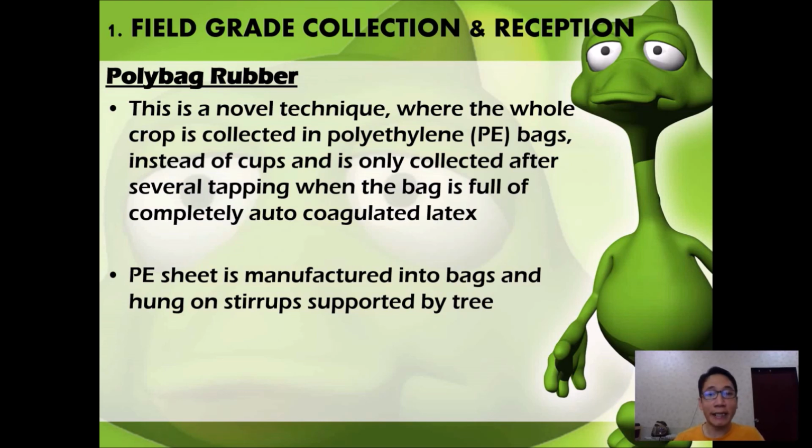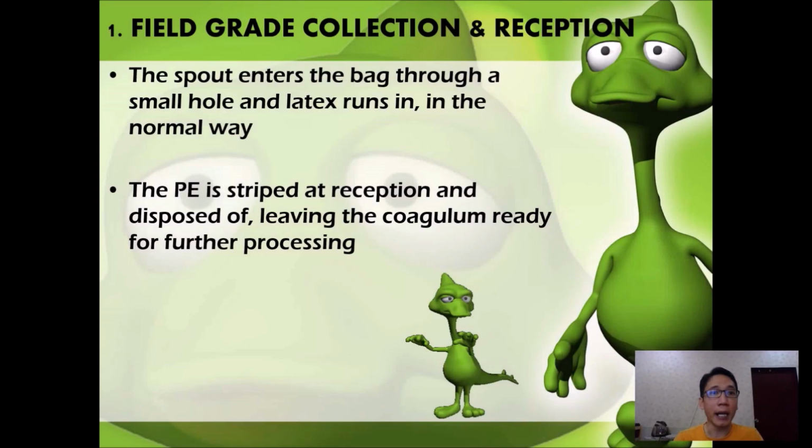PE sheet is manufactured into a bag and hung in stirrups supported by the tree, and the spout enters the bag through a small hole and latex runs in the normal way. The PE is stripped at the reception and disposed of, leaving the coagulant ready for further processing.